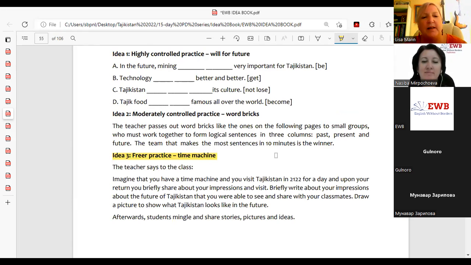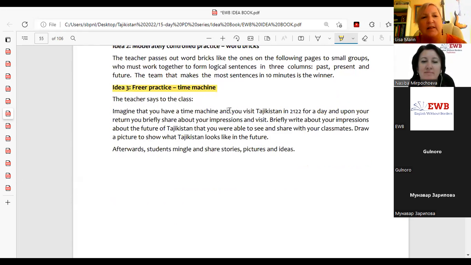Again, this is the same one, Tajik culture. This is another idea for speaking, and this is the time machine idea. We don't say who thought of this idea, but imagine you have a time machine and you visit Tajikistan 100 years from now, and you have to talk about your experience when you return. So you have to briefly write about the future of Tajikistan, and then draw a little picture of what Tajikistan looks like in the future, and then share and mingle and share stories and pictures and ideas.